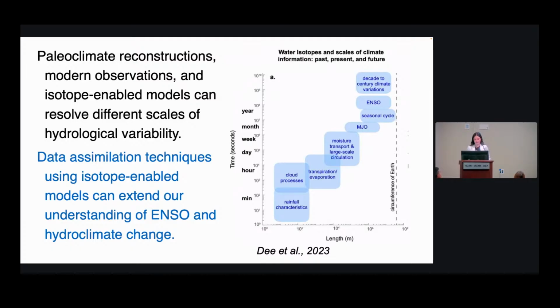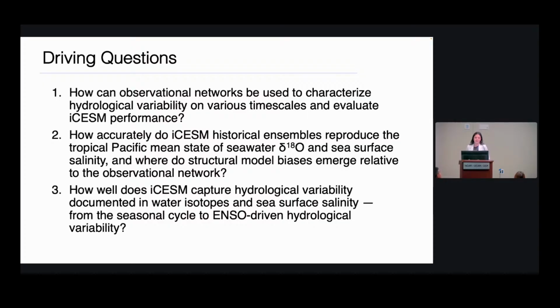So with that in mind, my goal is to use an observational network across the tropical Pacific to characterize hydrological variability on various timescales and evaluate iCESM performance, hoping to answer the questions of how accurately iCESM historical ensembles reproduce the tropical Pacific hydroclimate mean state through seawater delta O18 and salinity, and where structural model biases emerge relative to our observations. And then further, how well does iCESM capture hydrological variability that's documented in our network, from the seasonal cycle to ENSO-driven hydrological variability?